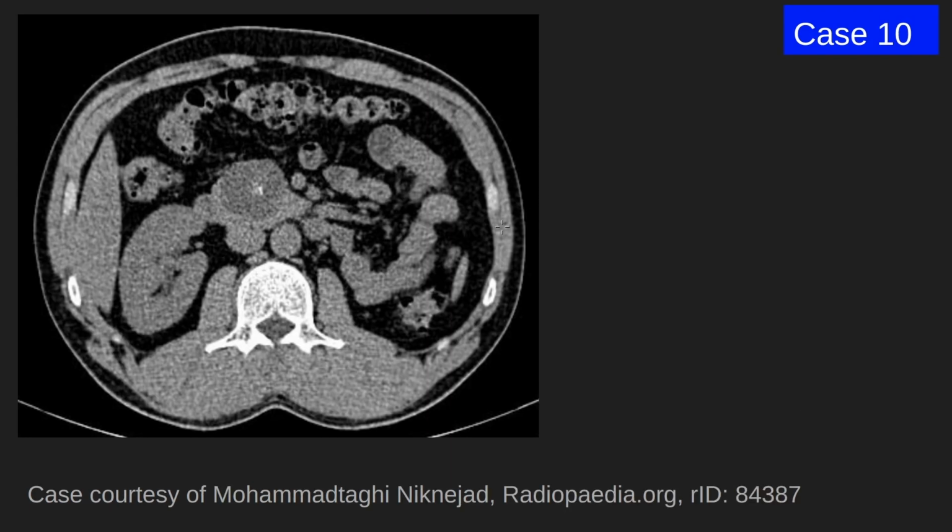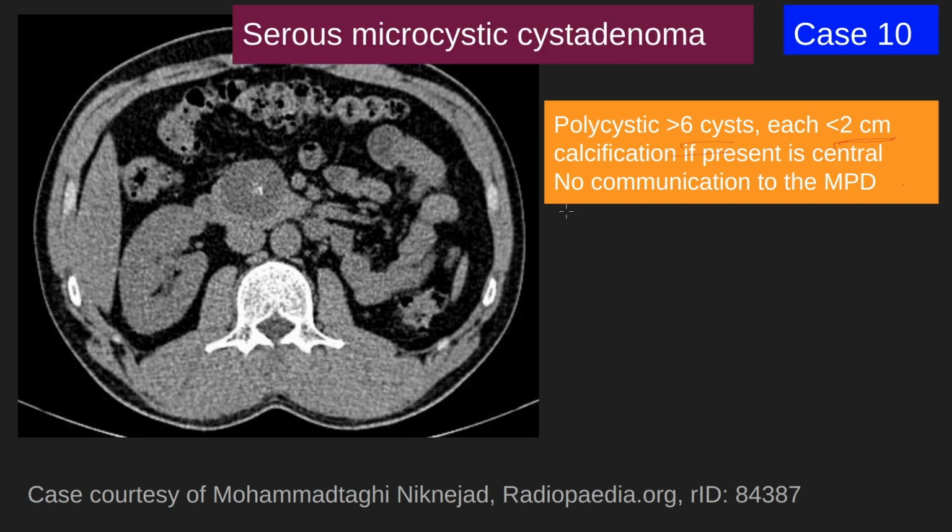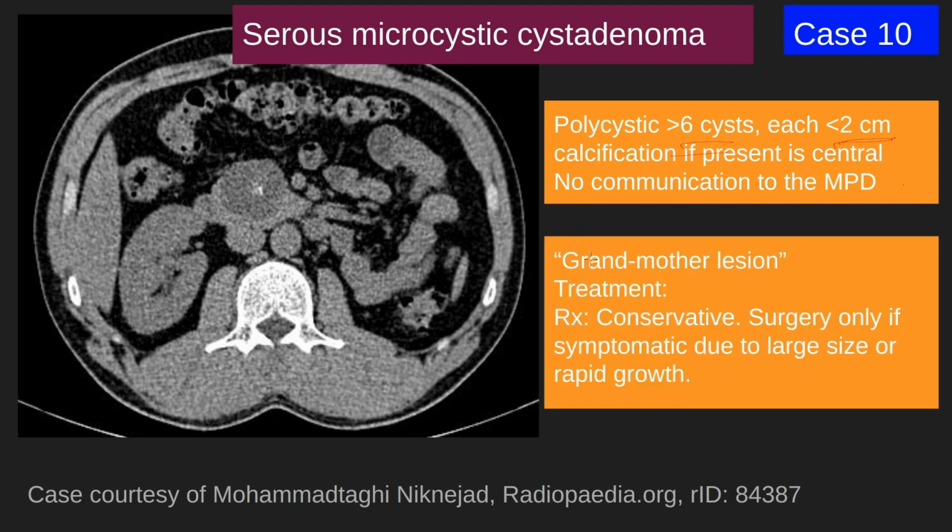Case number 10. This old lady in her 60s presented with non-specific symptoms, and this is a CT that was acquired. This is a non-contrast CT that somehow limits evaluation, but we can look at a few features which are characteristic. A multicystic mass in the pancreatic head with central stellate calcification. In an elderly female, greater than 6 cysts clustered in the pancreas, and each cyst less than 2 centimeters in size. And if none of these cysts show communication with the main pancreatic duct, the diagnosis is serous macrocystic cystadenoma. These are called grandmother lesions because of the age group that it involves.